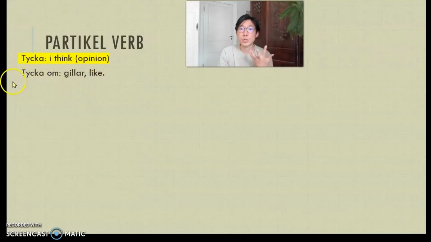Tycka om is a phrasal verb. So tycka is the verb, the base form. Tycka om means to like. So in this case, om is changing the meaning of the whole verb. So that's why we call it phrasal verb in English. In Swedish, partikelverb. And we call the preposition-like part om. In order to separate it from the notion of preposition, we call them partikel, particle. We don't call it preposition anymore because it's not like a preposition.